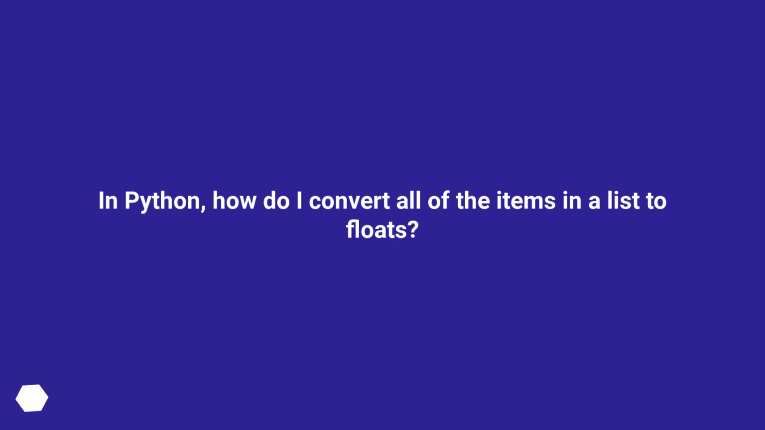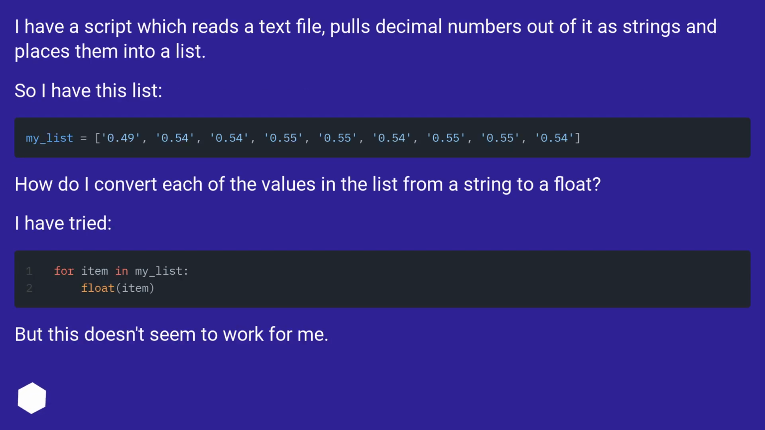In Python, how do I convert all of the items in a list to floats? I have a script which reads a text file, pulls decimal numbers out of it as strings and places them into a list. So I have this list. How do I convert each of the values in the list from a string to a float?